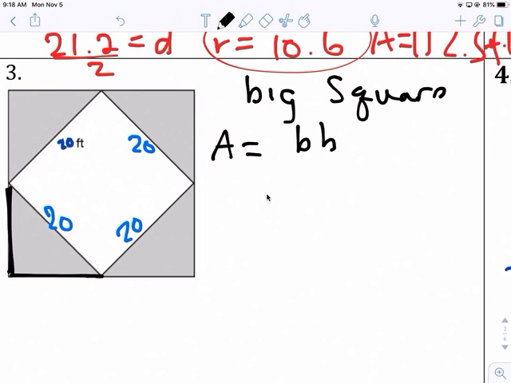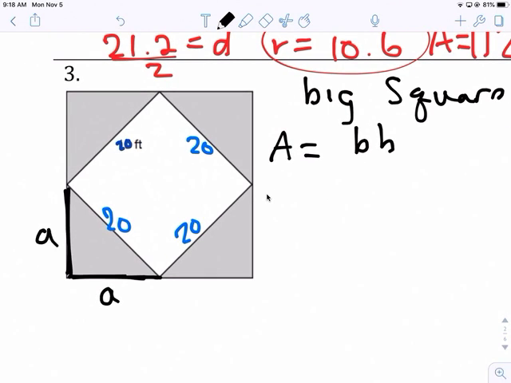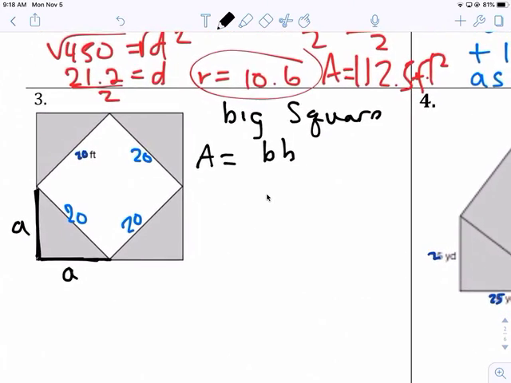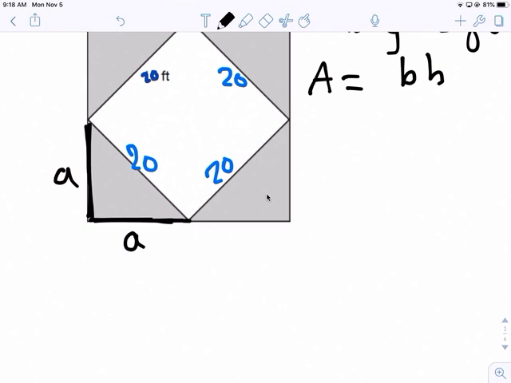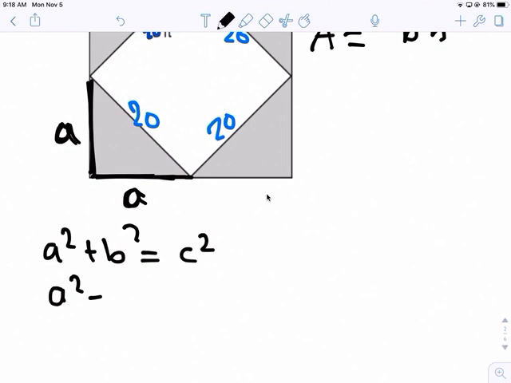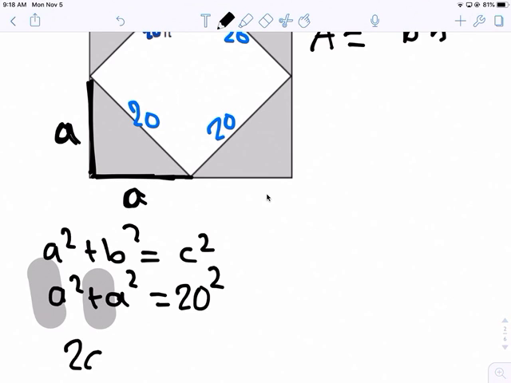Finding the area of this is harder because these are the same. Let's say this is A and this has to be A also. So we need to do the Pythagorean Theorem. A squared plus B squared equals C squared. These are both A's because they're the same length. So we can say A squared plus A squared equals 20 squared, not plus B. Once the terms are the same, you can add them, right? That's 2A squared equals 400.